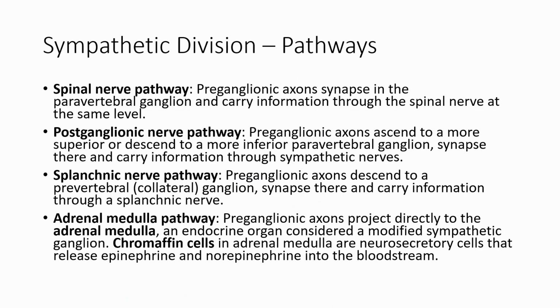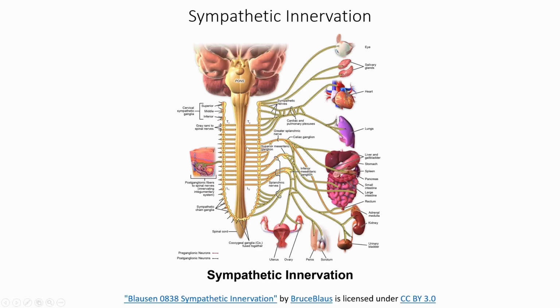So looking at the pathways, we have the spinal nerve pathway, the postganglionic nerve pathway, the splanchnic nerve pathway, and the adrenal medulla pathway. The spinal nerve pathway is when the preganglionic axons connect in the paravertebral ganglion, and they're carrying information at the same level. So we're synapsing at the same level. We're not going higher or lower.